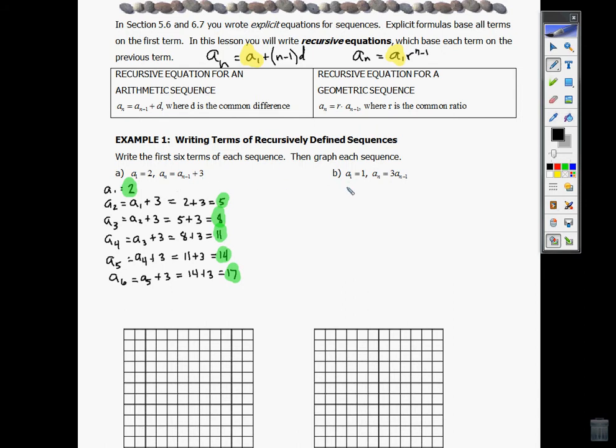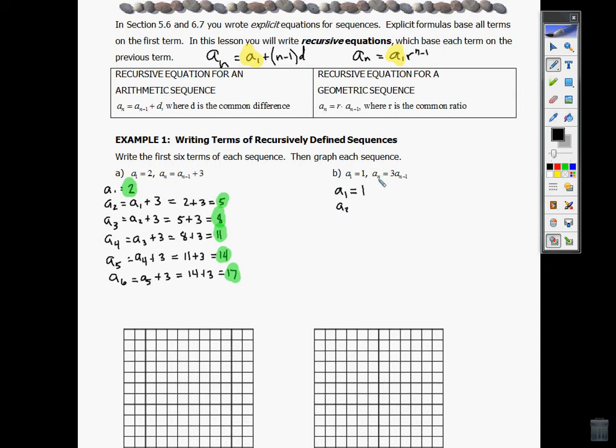Okay? Now let's look at a geometric example. It's first saying that my a sub 1 term equals 1. So easy enough. I have one term. I only needed 6, so I'm almost got a good start at least. Now if I want to go to a sub 2.